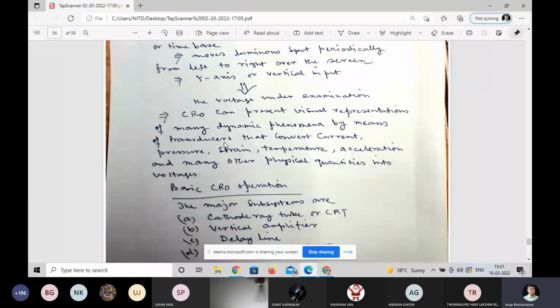So, what are the probable questions that may come from CRO? I am not talking only about your interim exam, I am talking about any interview. What is a CRO? You know the answer. Where is it used, why is it used, you know. So what is basically a CRO? You will say XY plotter. Then the question will come, what do you mean by XY plotter? I have already told you: X, that is the horizontal input, what is the case? Vertical input, what is the case?